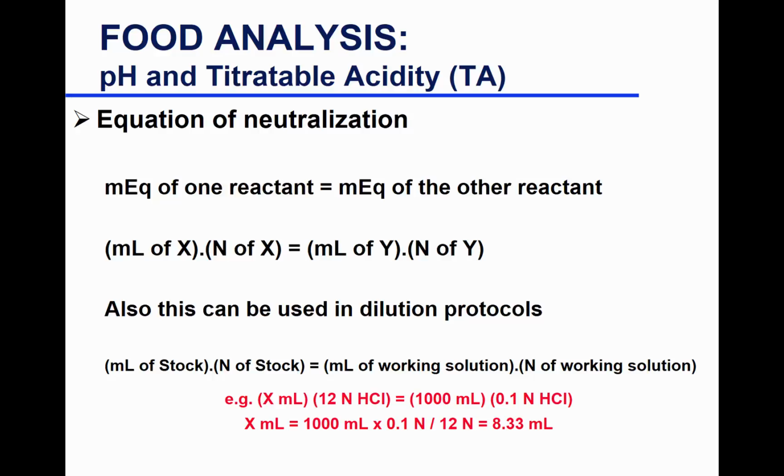Okay. So you have the final volume that you want to obtain, you multiply it by the normality you want to obtain, you divide it by the normality of the concentrated solution, and then you get the amount of milliliters you need to bring up to 1 liter.